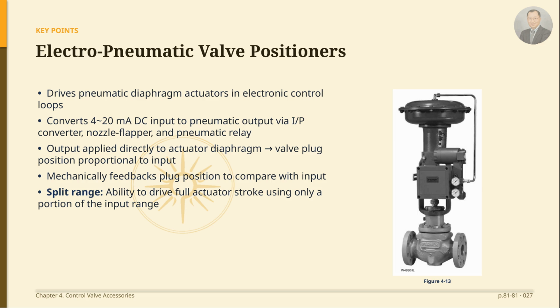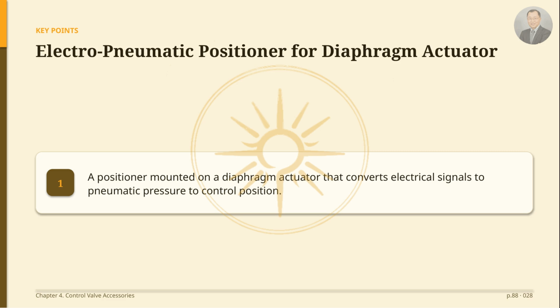This output is applied directly to the actuator diaphragm, creating a valve plug position proportional to the input signal. The plug position is mechanically fed back and compared with the input signal. Using split-range capability, the full travel of the actuator can be driven using only a portion of the input signal range. This is a positioner mounted on a diaphragm actuator that converts electrical signals to pneumatic signals to control position.